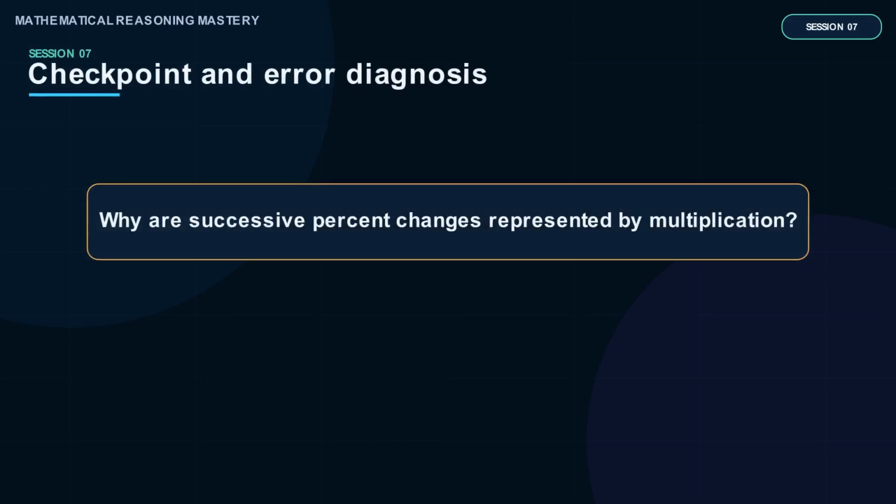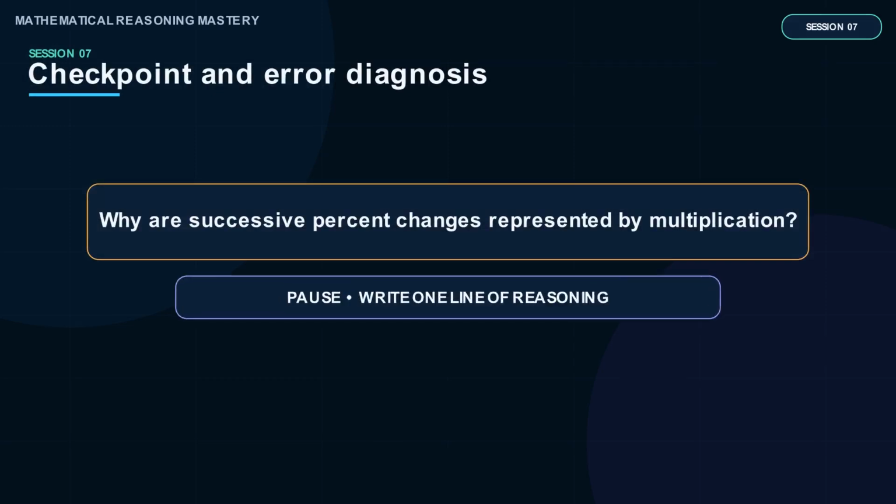Try this checkpoint without copying the example. Why are successive percent changes represented by multiplication? Decide which mathematical fact controls the answer. Pause and write one line of reasoning before committing. A visible decision is easier to inspect, explain, and correct than an unsupported guess.